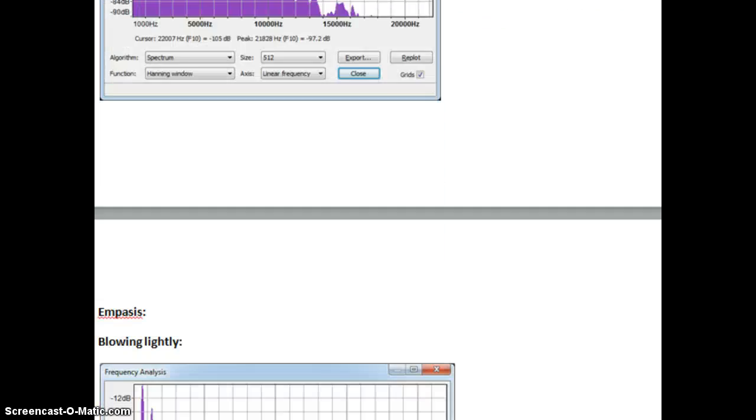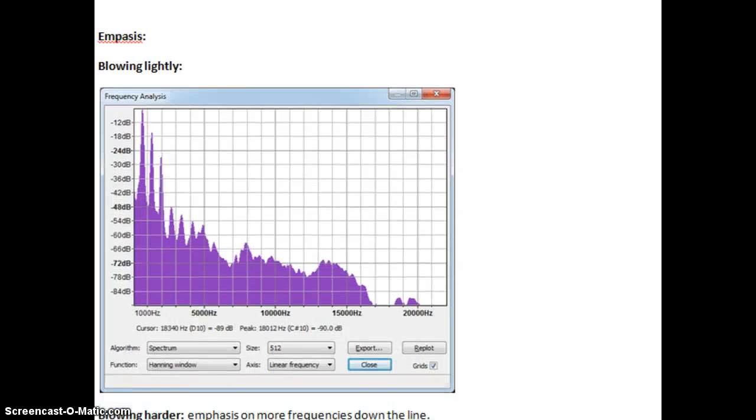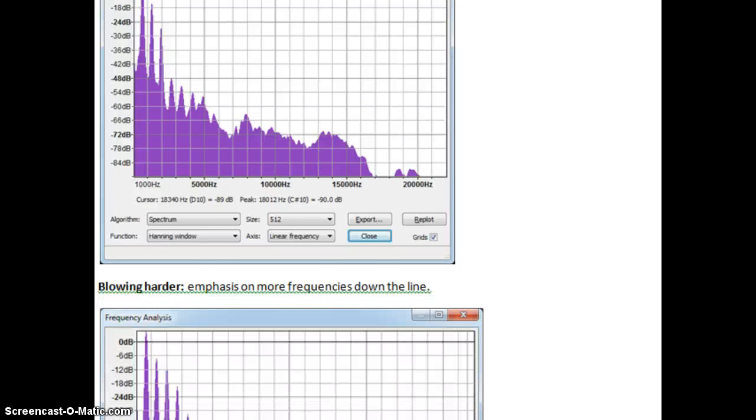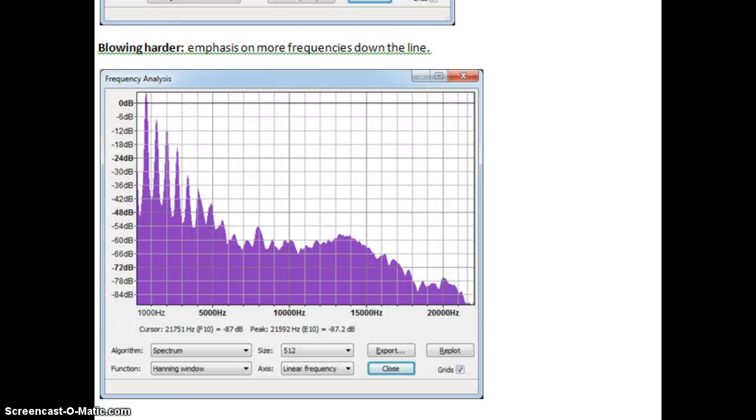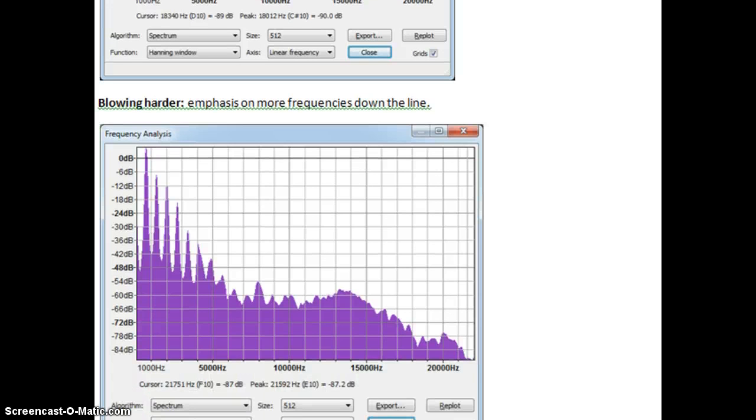We also experimented with what emphasis had to do with it, and we did it blowing lightly versus blowing harder, and basically it doesn't affect the frequencies, it just adds more emphasis on frequencies down the line.